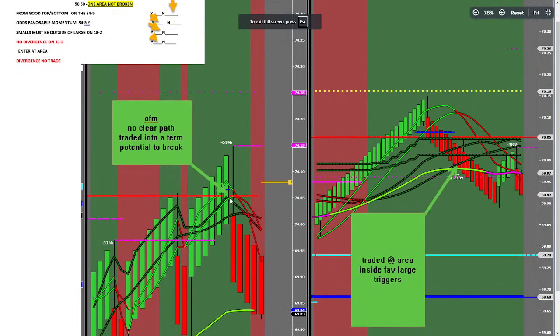Awesome. And then there's a good example, right? Odds favorable, not quite separated. No clear path, traded into a term. Where was the potential to break though, Joel? That's not a 50-50. That's a termination condition the way we teach it every morning, right? 100%. So Paul, same idea.